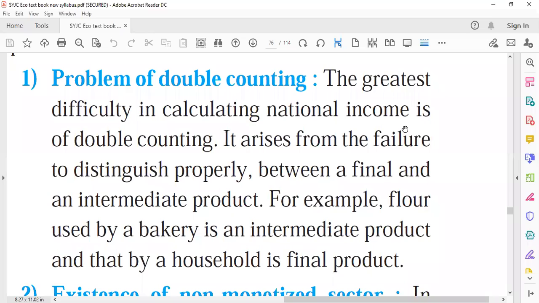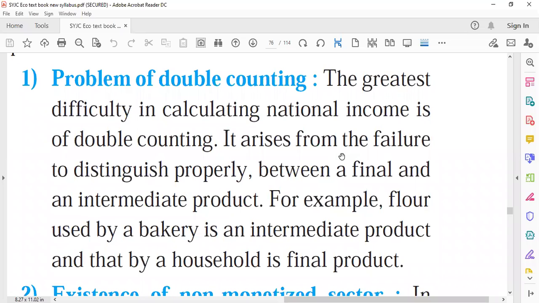But if the household is purchasing the flour, they are purchasing the flour for self-consumption purposes. Therefore, for the household, flour is a final consumption good. Now here, what difficulty do we face? Flour is a final good for the household and an intermediate good for the bakery owner.